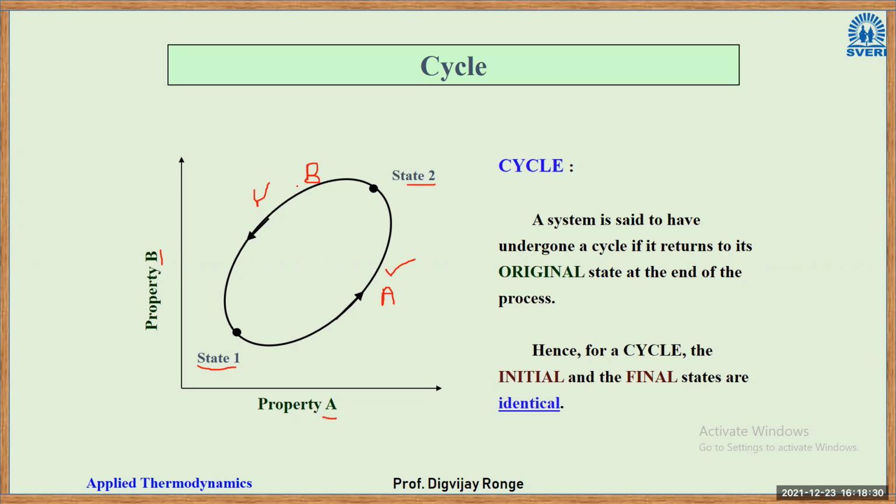So this way, the system has completed one cycle. It has gone from state 1 to state 2, and again from state 2 to state 1. Now it may follow the same path. In some cases, the system can follow path A for going from 1 to 2, and path A again from 2 to 1. In some cases, it will go by path A and return by path B. A system is said to have undergone a cycle if it returns to its original state at the end of the process.